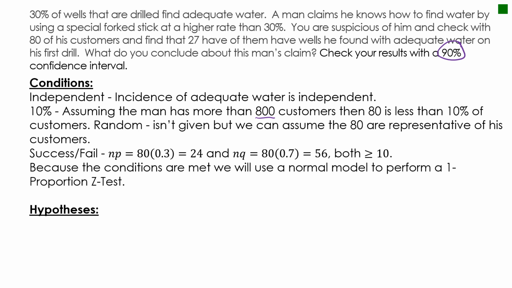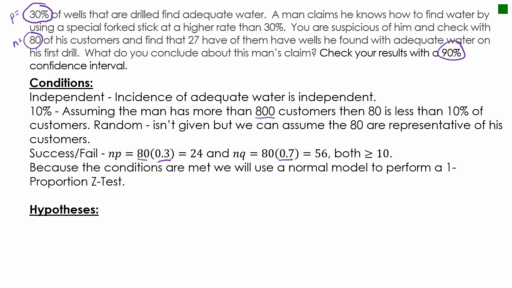Success fail, n times p, and again, let's talk about what p is. If 30% of wells that are drilled find adequate water, we expect that the man with his special forked stick is still going to just find it at 30%. That's going to be my p. So that's where p came from here. And of course, q, 1 minus 0.3. And then n is 80 because that's how many customers we surveyed. Both of those are greater than 10, so the conditions are met. We'll use a normal model, one proportion, z-test, and interval.